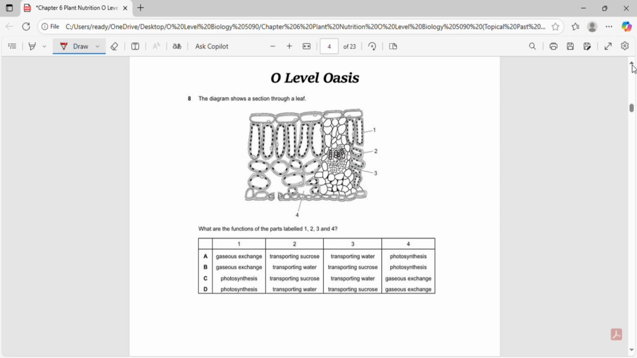So, for part 1, the correct function is photosynthesis. For part 2, it is transporting water. Part 3 is responsible for transporting sucrose. And part 4 is involved in gaseous exchange. When we look at the options and compare them carefully, only option D matches all 4 functions correctly and in the right order. So, the correct answer to this question is option D.